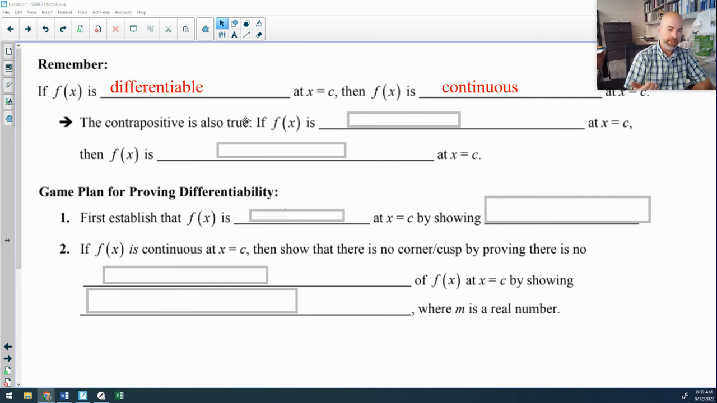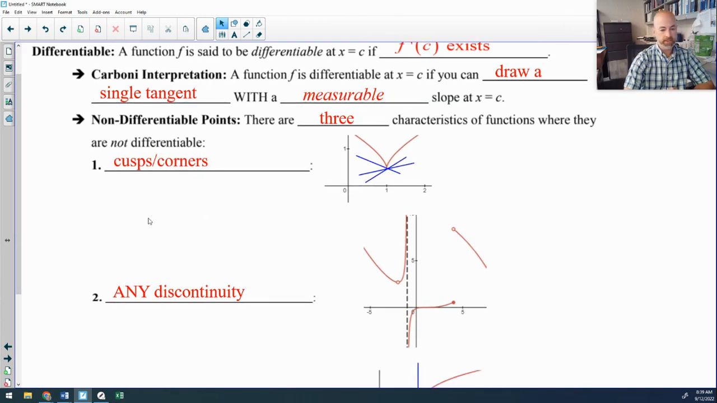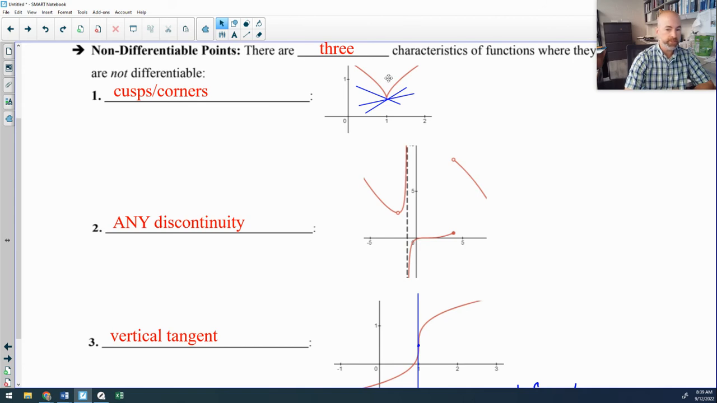I often hear students guess when I do this live with a real class. I'll say, well, what would the contrapositive be? And I almost always hear someone say, if f is continuous, then f is differentiable. And that is not a true statement. Continuity does not guarantee differentiability, and the counterexamples are a cusp and the vertical tangent. Those are both continuous functions, yet they are not differentiable.